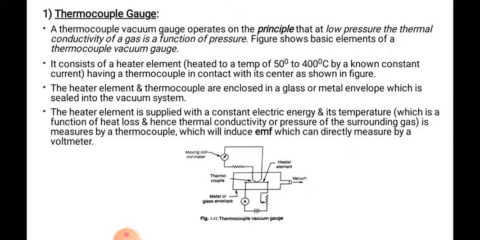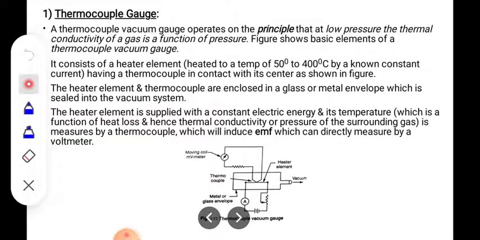By known constant current we mean that we are passing a constant current through the wire. That's why we know what the current flowing through the wire is, and the temperature of the wire is maintained between 50 and 400 degrees Celsius. It consists of a heater element having a thermocouple in contact with its center, as shown in the figure. So the upper portion, this one, will be nothing but the thermocouple, which is connected in the center of the wire.